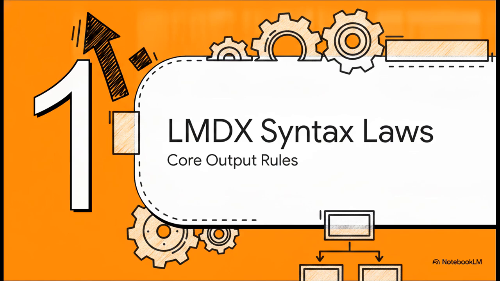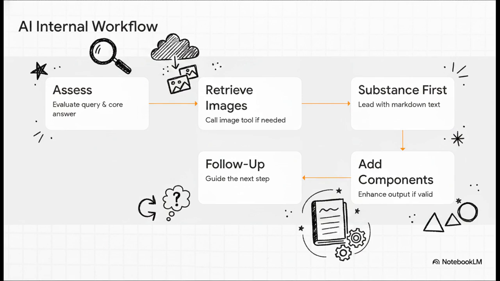All right, let's hit that first one, the LMDX syntax laws. Okay, so before a component ever even renders, the AI's internal workflow has to follow this super strict pipeline. It assesses the query, it actively retrieves images if necessary, and then, and this is absolutely crucial, it leads with substance. You literally always answer the user directly with solid markdown first. Only after you've provided that textual substance do you actually enhance the output with LMDX components. And then you cap it off with a follow-up.